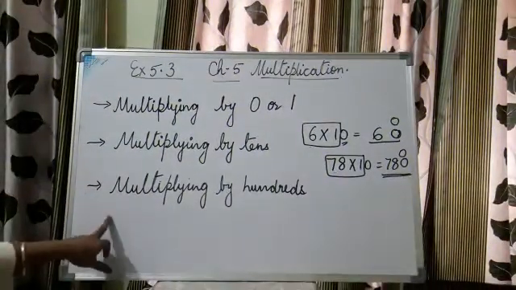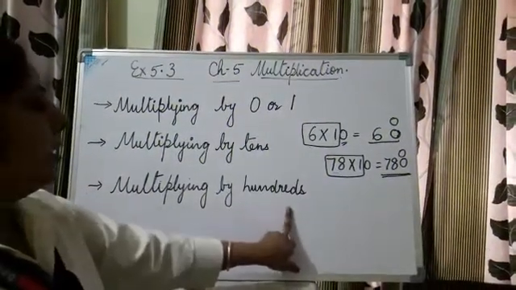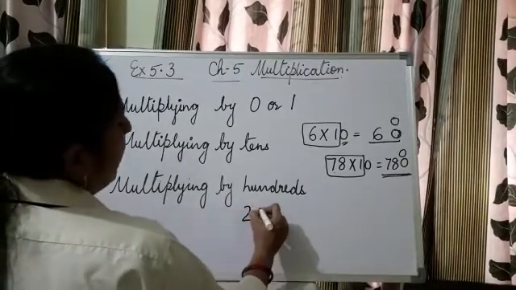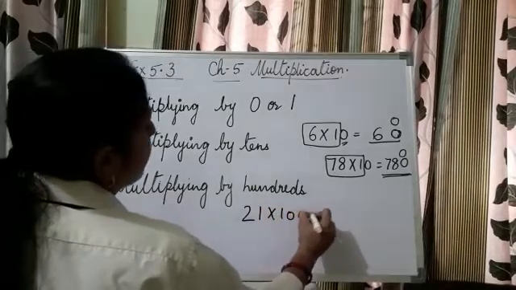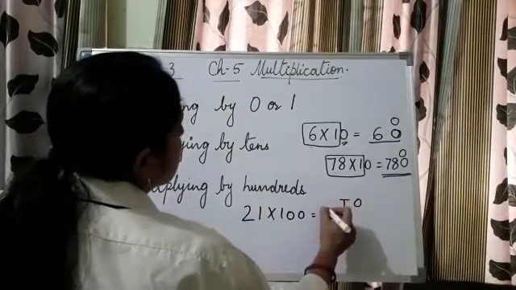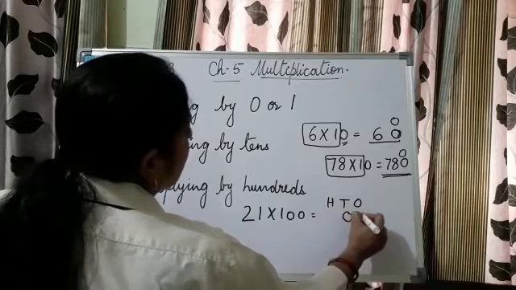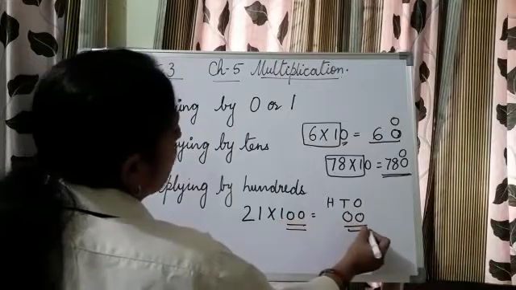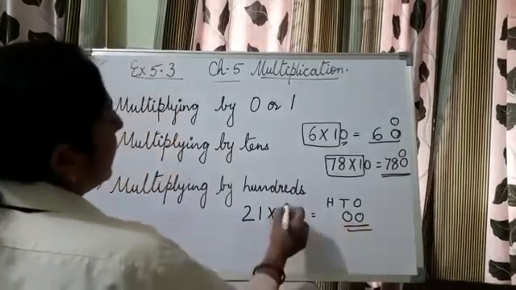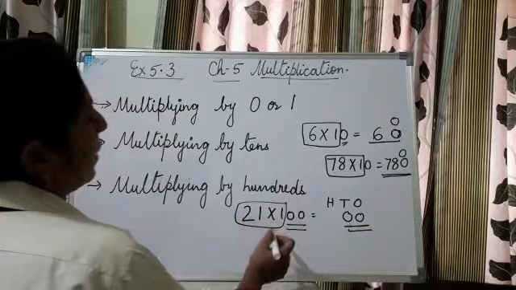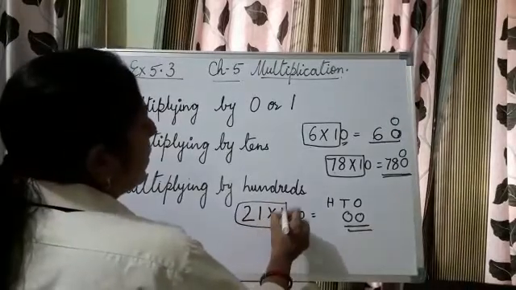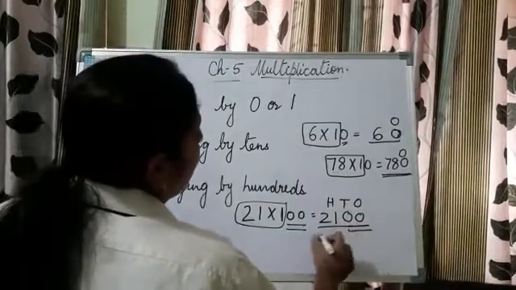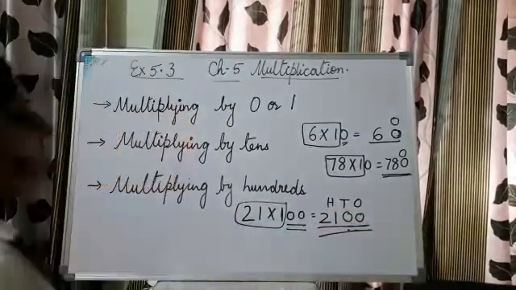Coming to the third fact, multiplying by hundreds. Here any number when multiplied with 100, the last two digits of the number become 0, that is 00, which means these two zeros come at the end and the rest of the numbers are multiplied, that is 21 multiplied with 1 gives you again 21, and your total product becomes 2100.